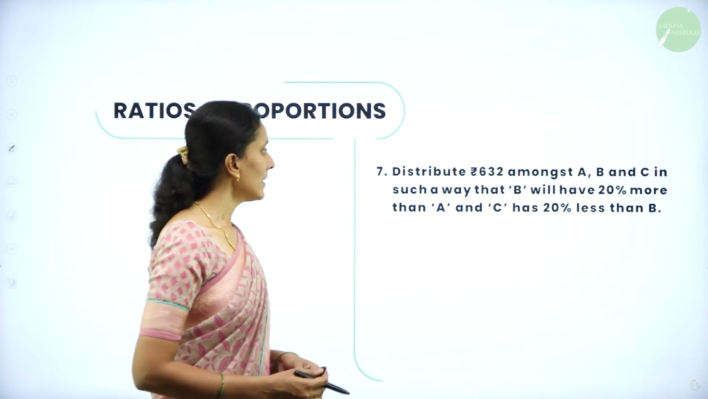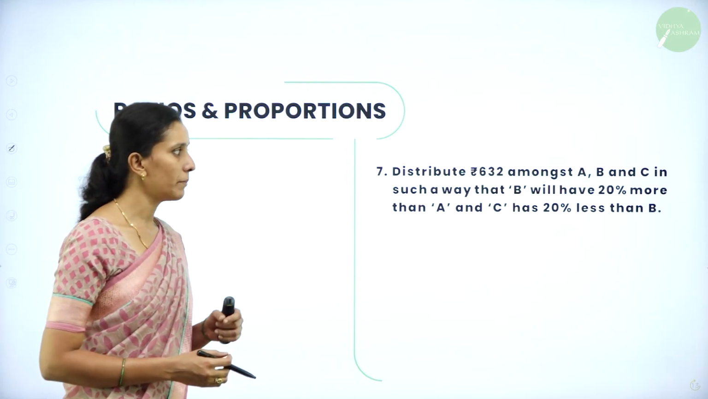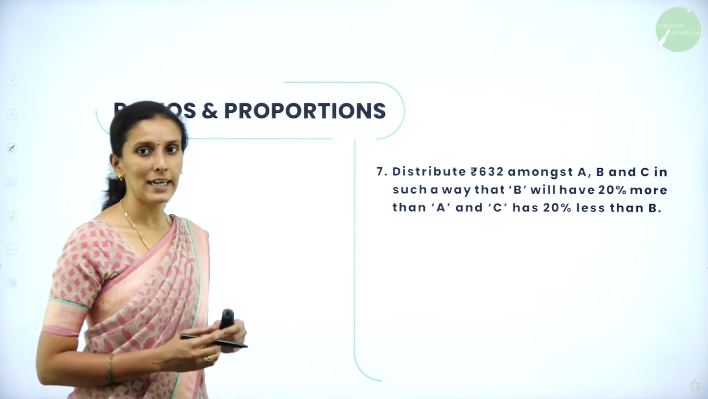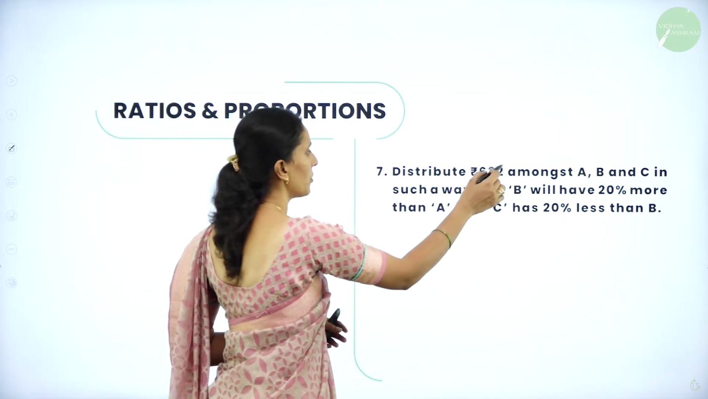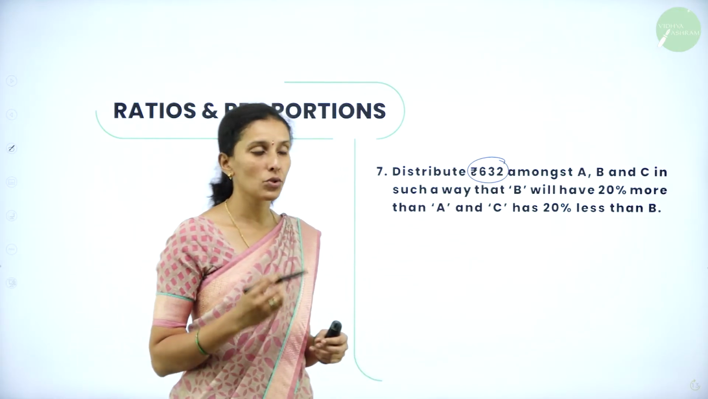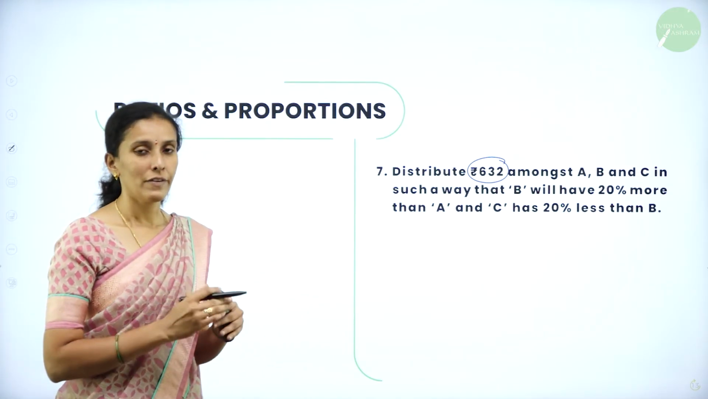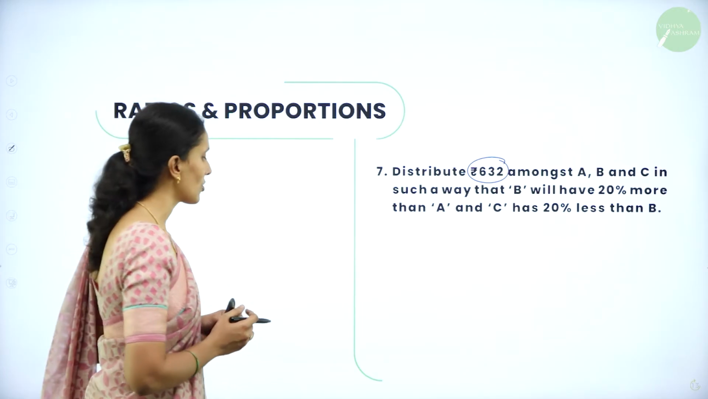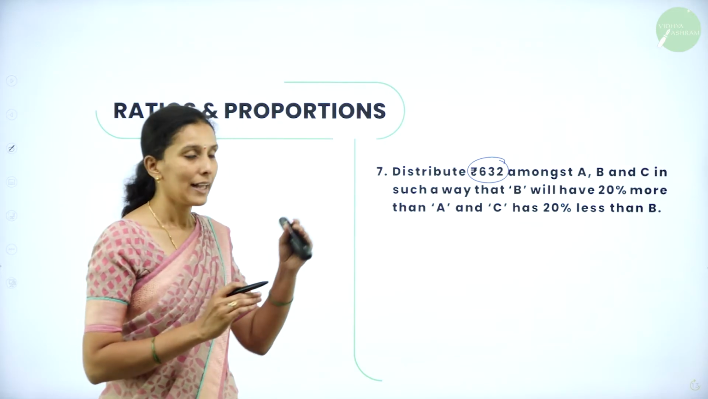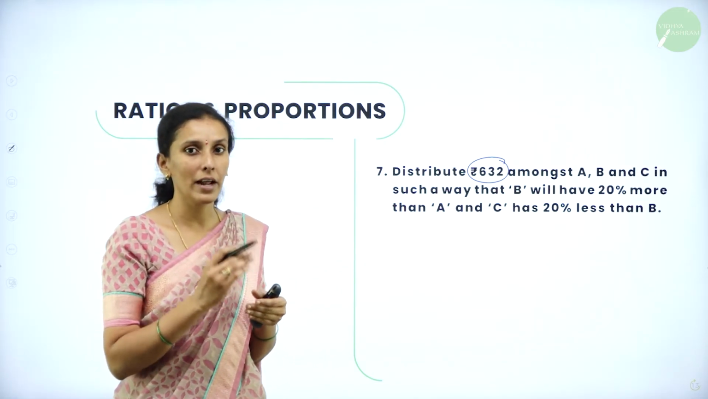Next question. Distribute rupees 632 amongst A, B, C in such a way that B will have 20% more than A and C has 20% less than B. So we have to distribute the amount between A, B and C, and the given condition is B is 20% more than A and C is 20% less than B. First, let us convert all these into fractions. Now they have given that suppose A has 100 rupees, then B is 20% more than 100. That is, B can have 120 rupees.